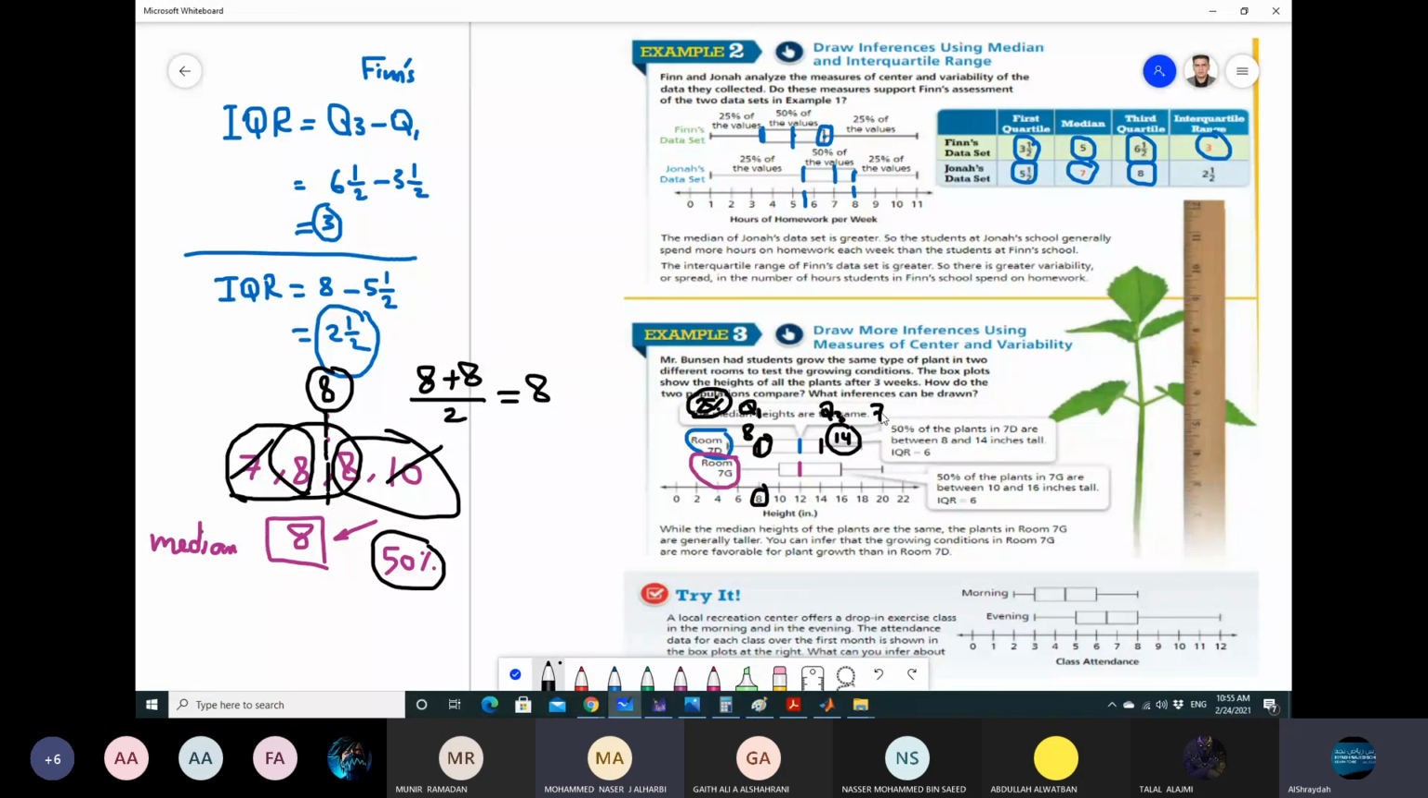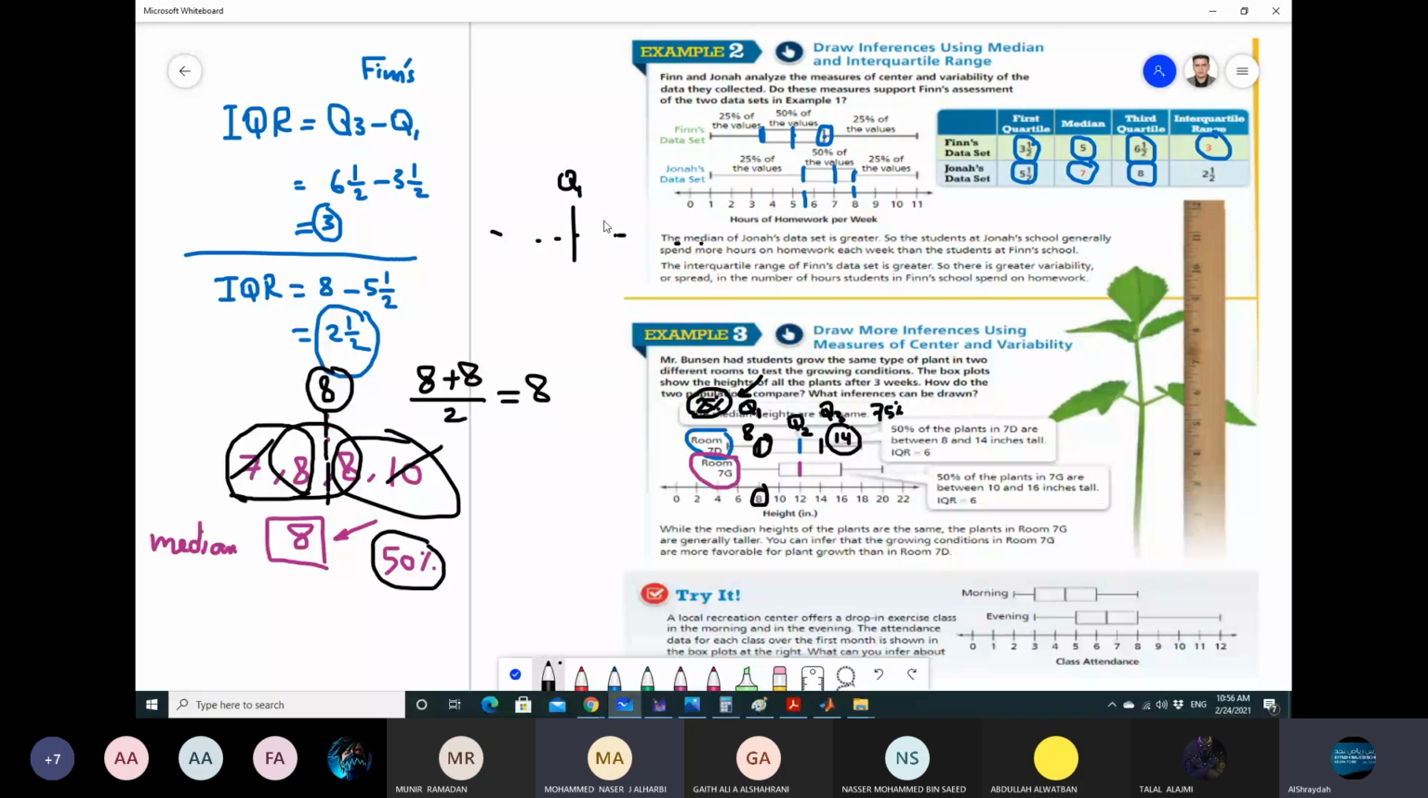75% of the data values are less than 14. Understand it? So we have 3 points in the box plot: Q1, Q2, and Q3. Q1 means that 25% of the data values are less than Q1. If you have many data values, 25% of them are less than Q1. Do you understand what I mean?